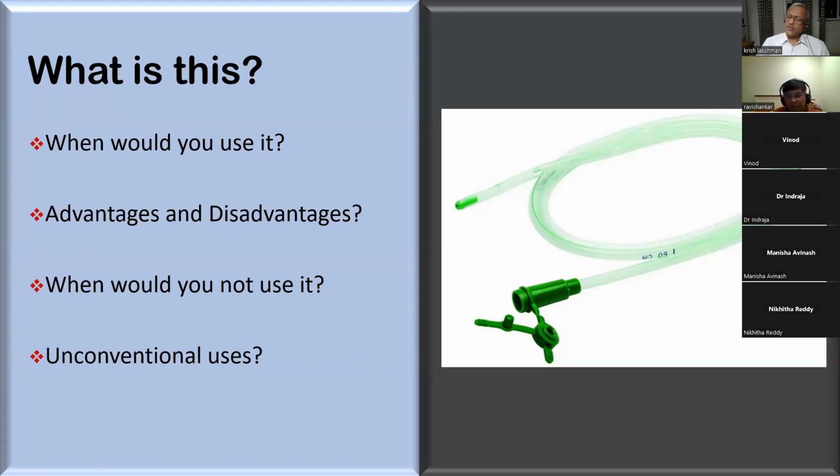So how would you make sure that all this is minimized? I can't say you can completely eliminate it. How would you minimize these issues? In other words, what are the precautions that you take when you put it in? I'll be sure that it should be in the right place. How do you even put it in? What is the best way to put a Ryle's tube in? Sitting with a flexed neck.